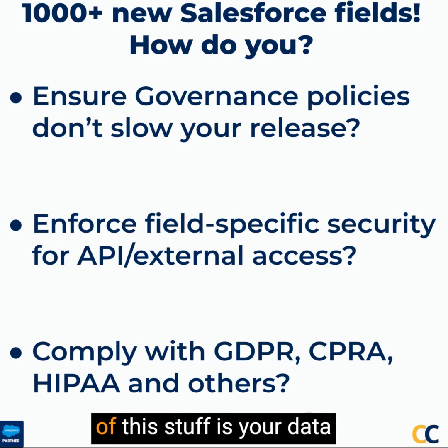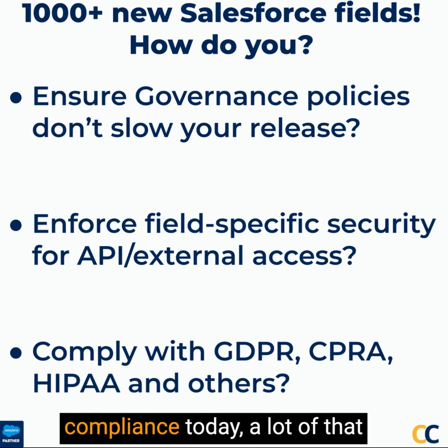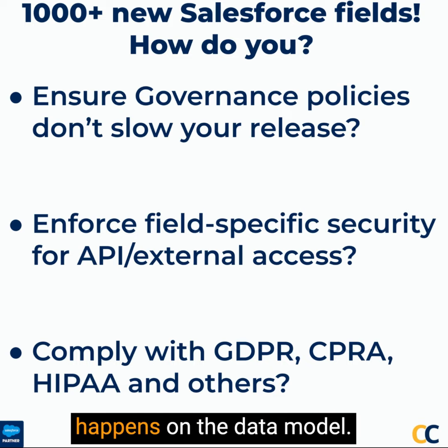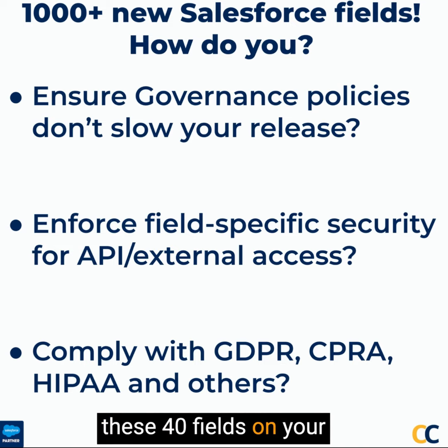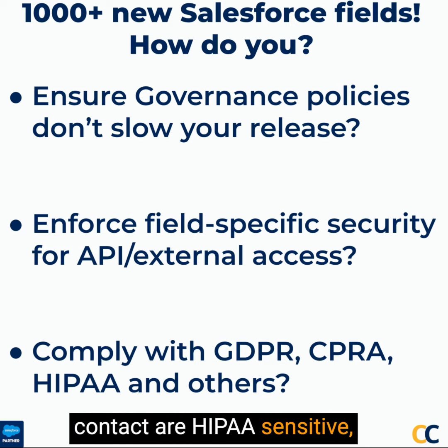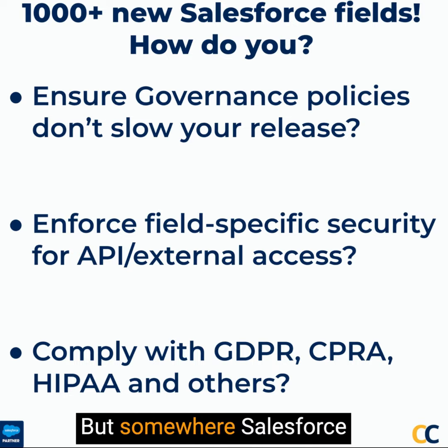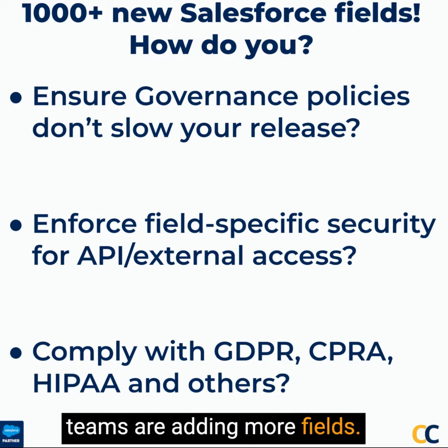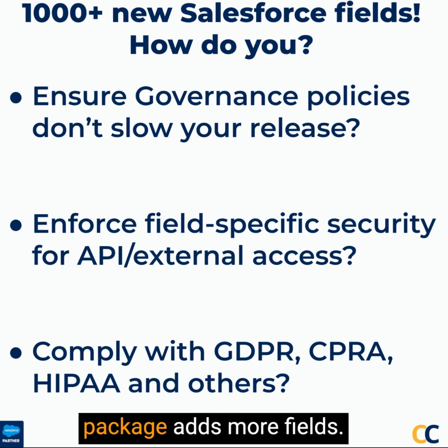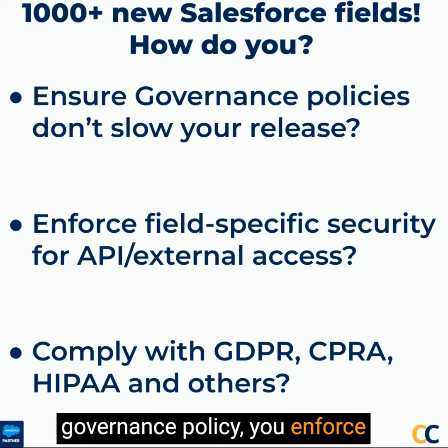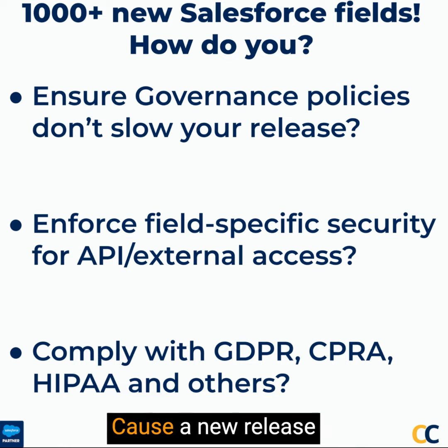Now, the challenge is that your data model keeps on changing, and with it security, governance, compliance. Today, a lot of that happens on the data model. You would say these 40 fields on your contact are HIPAA sensitive, are confidential, PII, PHI. But somewhere, Salesforce teams are adding more fields. Your business wants more fields. Your new AppExchange package adds more fields. And literally, you write a governance policy, you enforce it, and it's obsolete the next day because a new release comes in and you have a whole set of new fields.